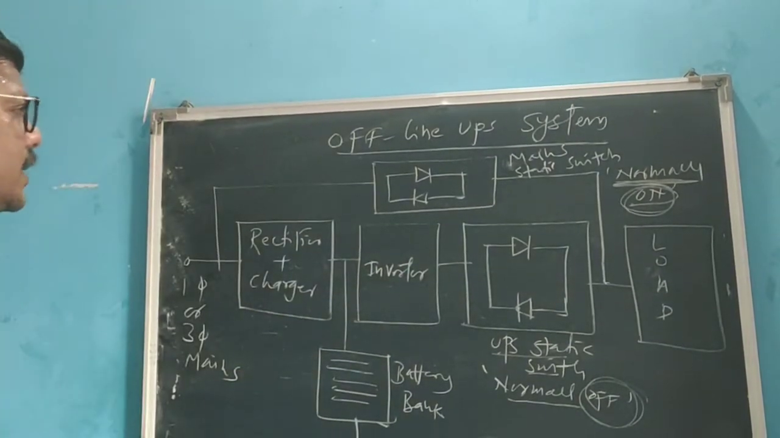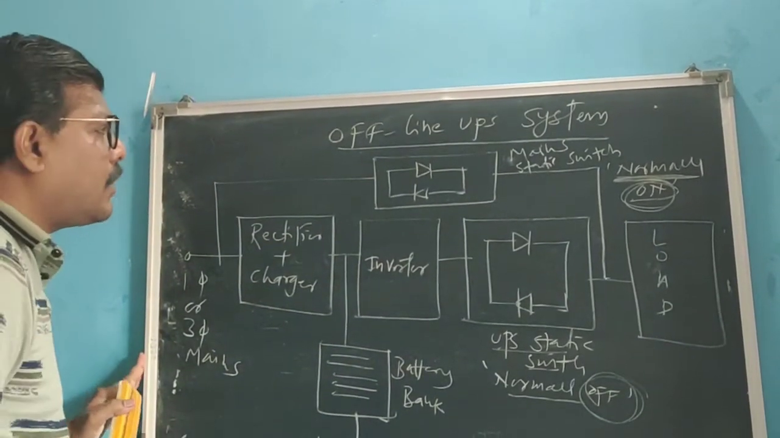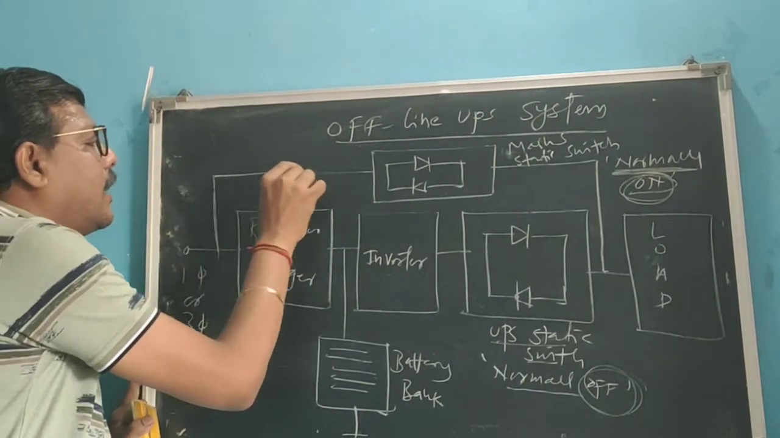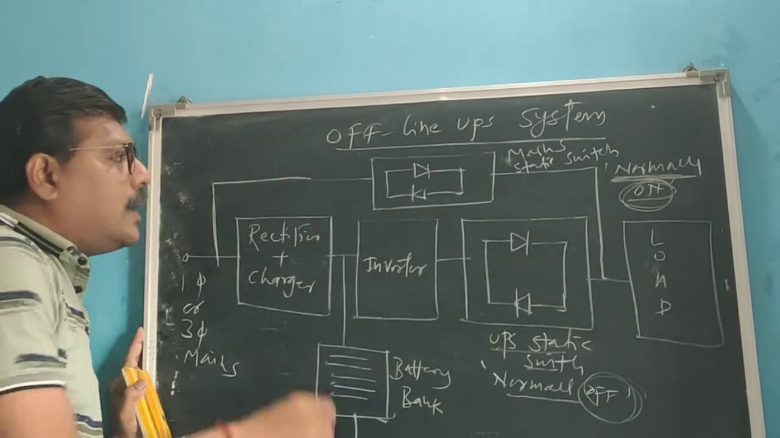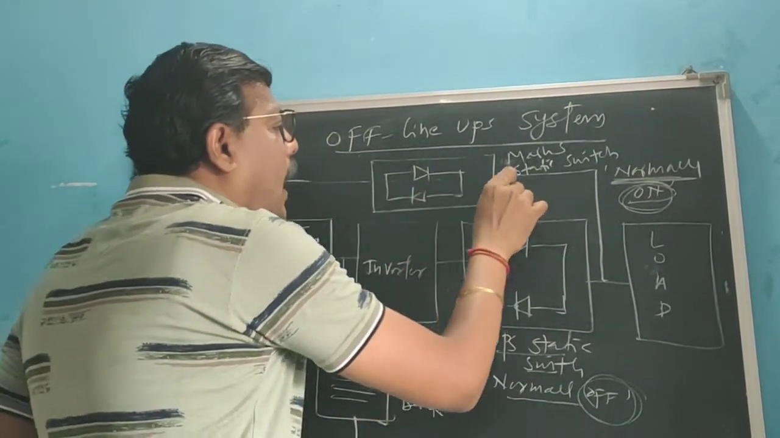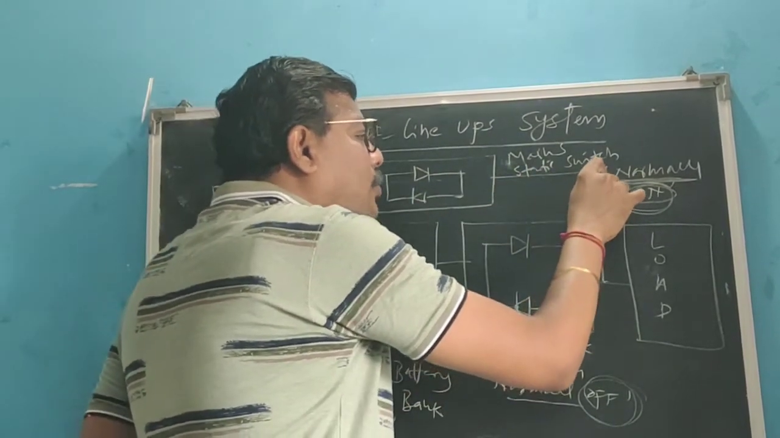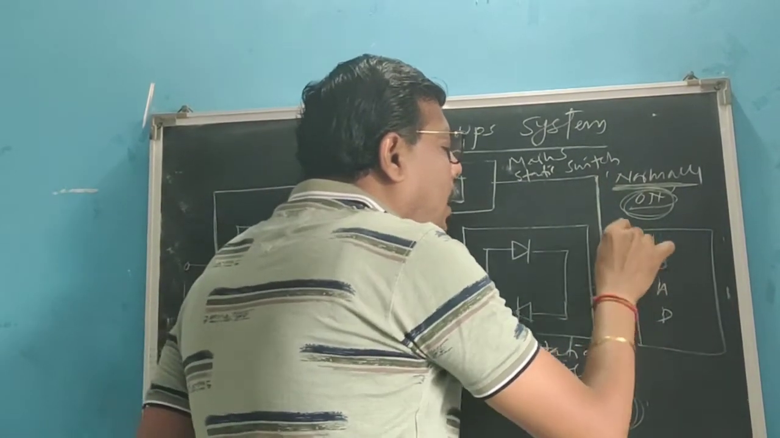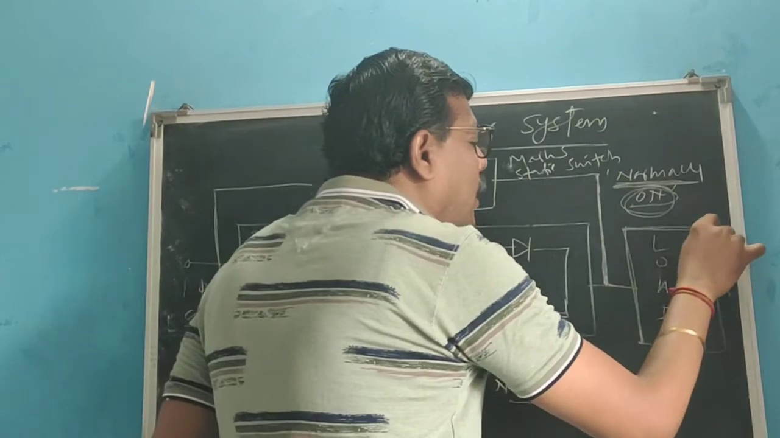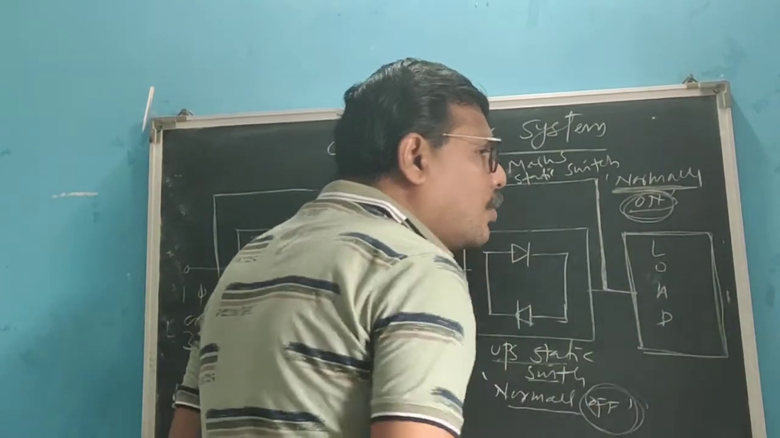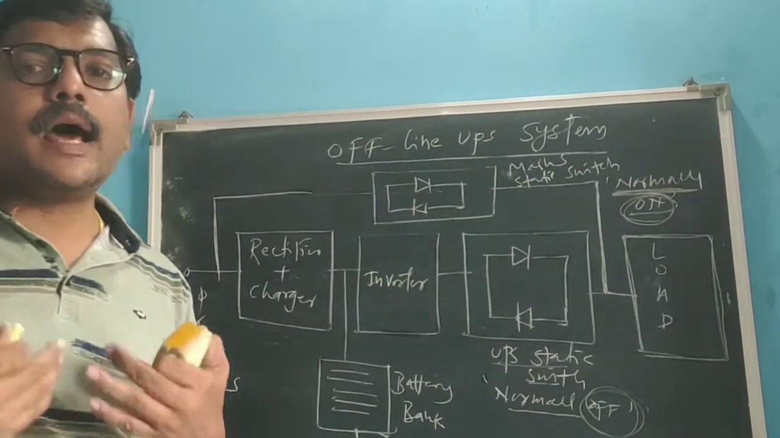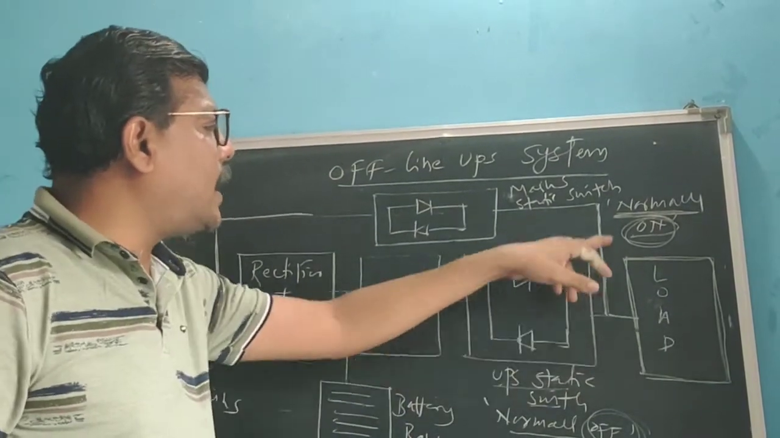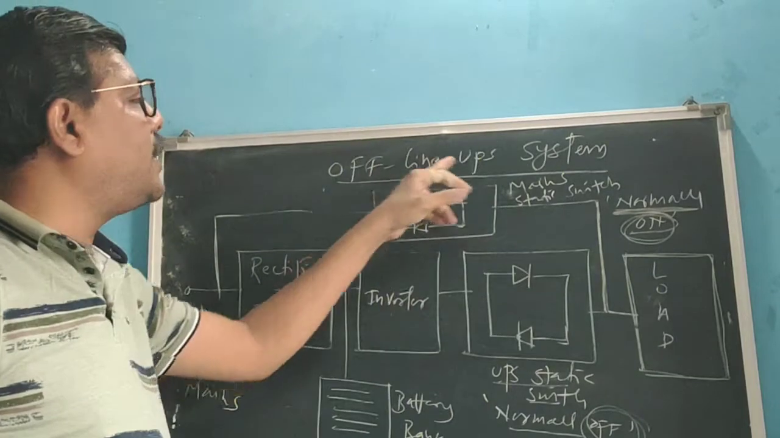In the offline UPS system, when the AC mains is present, it is given to the static switch, which is normally on for 24 hours, and it gives the AC voltage to the load. After the AC voltage is given, the load starts its operations. So 24 hours the load is connected to the AC main supply in the offline UPS system.